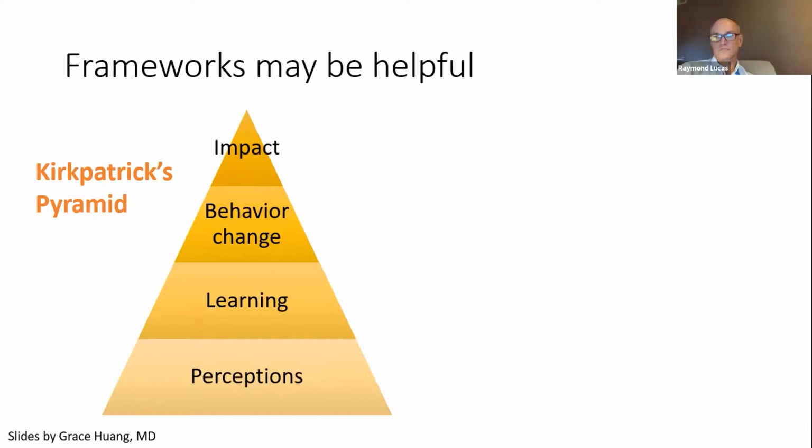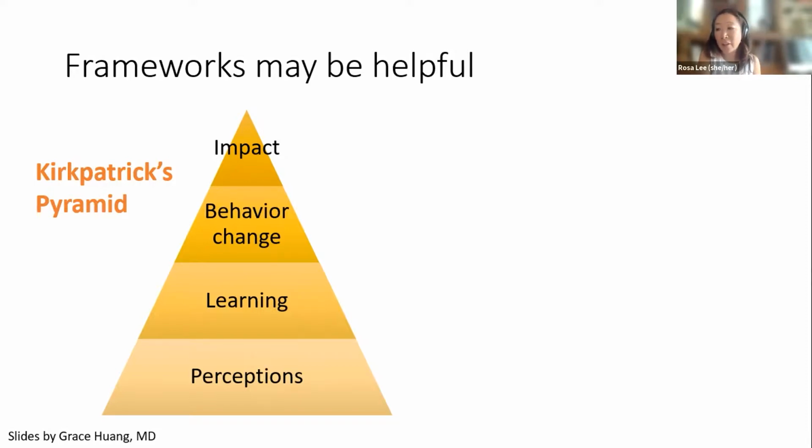So at the base, level 1 is really the perceptions or the reactions of your learners. Did they like it? Were they satisfied? Did they find it effective, right? So that's an easy pre and post survey, right? So that's a level 1 in the Kirkpatrick model. Level 2 is learning. Did the activity actually increase their knowledge, skills, and attitude? So you may want to evaluate that with a test of some sort, like the OSCE or a multiple choice question exam. Level 3 is behavior.